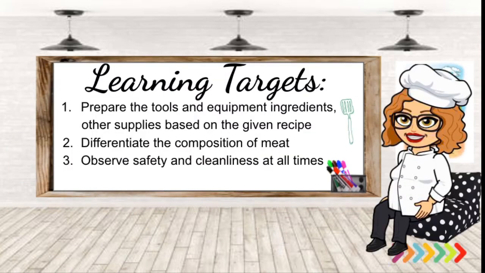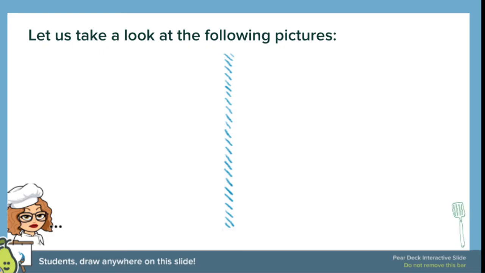Our learning targets: prepare the tools and equipment, ingredients, and other supplies based on the given recipe. Differentiate the composition of meat. Observe safety and cleanliness at all times. Let us take a look at the following pictures.